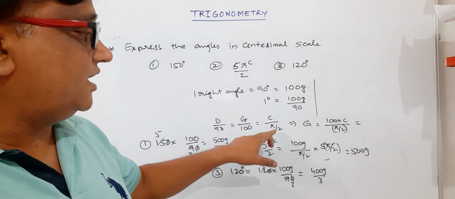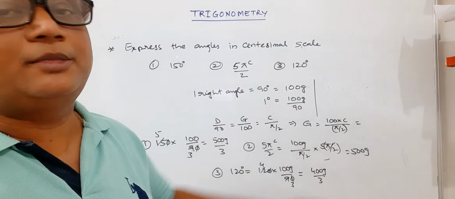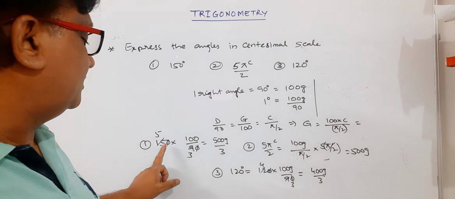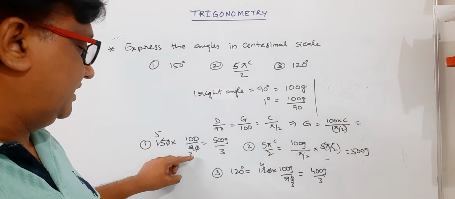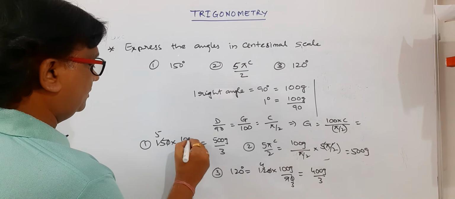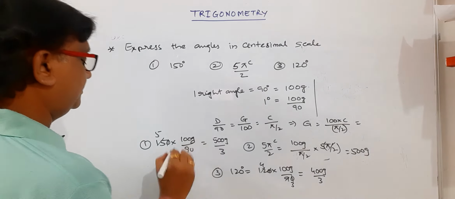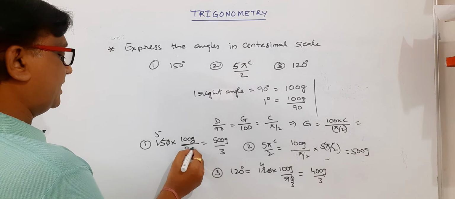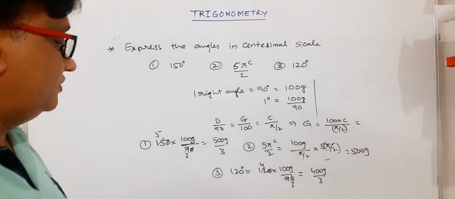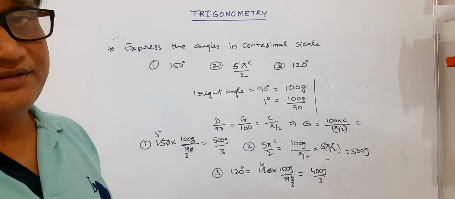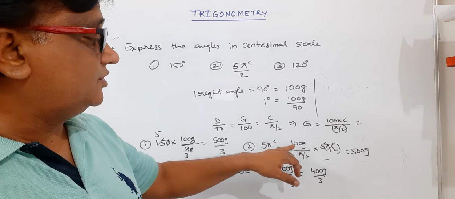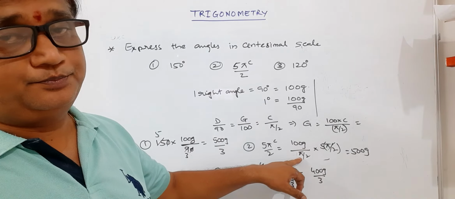What is G in radians? G equals 100 into C by pi by 2. For example, 150 degrees: 150 into 100 grades by 90. Then you cancel it: 3 threes are, 3 fives are, zeros cancel. So 500 by 3 grades.